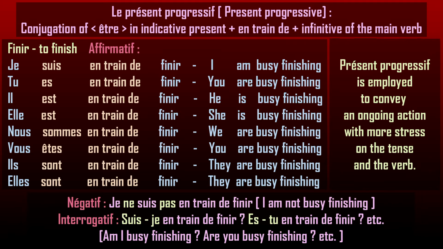How do you make it into negative? Add ne as usual after the subject: je ne. Pas is added after the auxiliary verb that is conjugated, that is être. Je ne suis pas. Then add en train de and at last finir. We get je ne suis pas en train de finir. I am not busy finishing. Tu n'es pas en train de finir. You are not busy finishing. Like this it goes on.